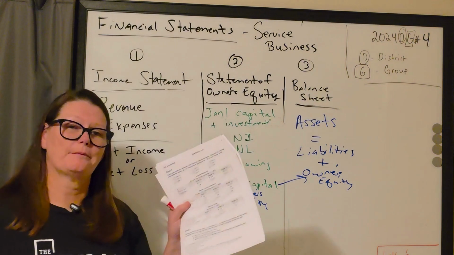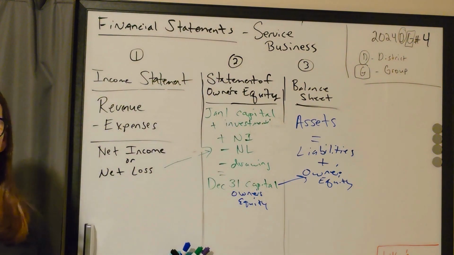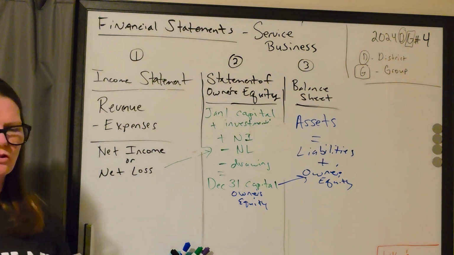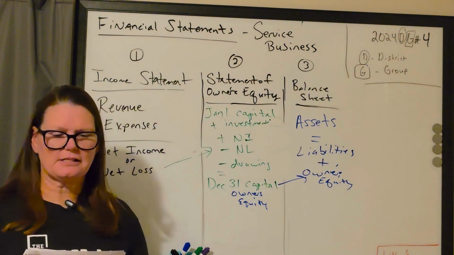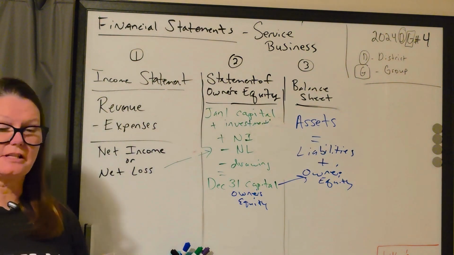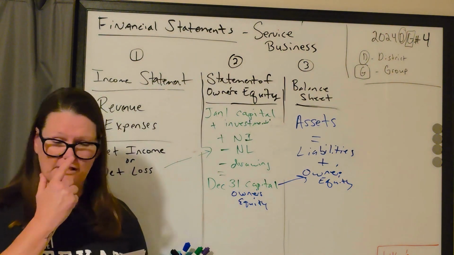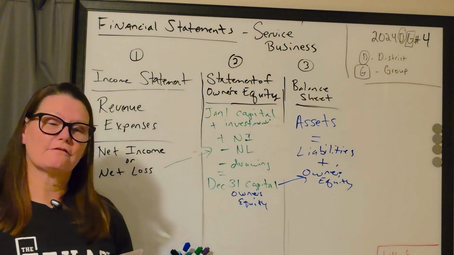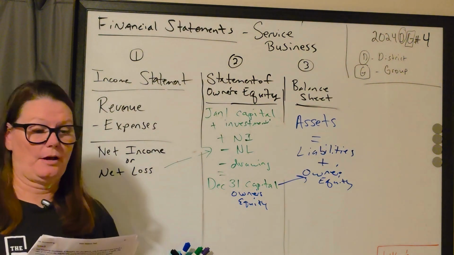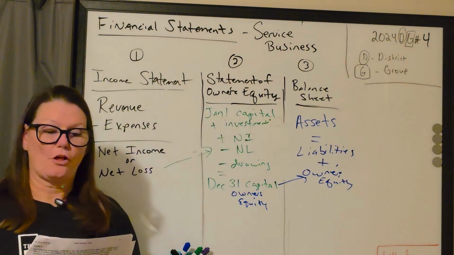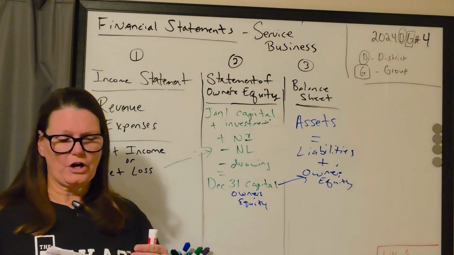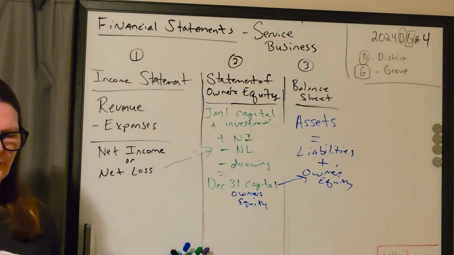Hopefully I've given you some time to download your test, the 2024 district test, group number 4. So let's look at it. So you can see that there's 3 financial statements here, the income statement, the owner's equity statement, and the balance sheet. And they want us to go through here and find the missing numbers. There are 3 different companies, Jingle, Jangle, and Jungle. We're going to do Jingle together.